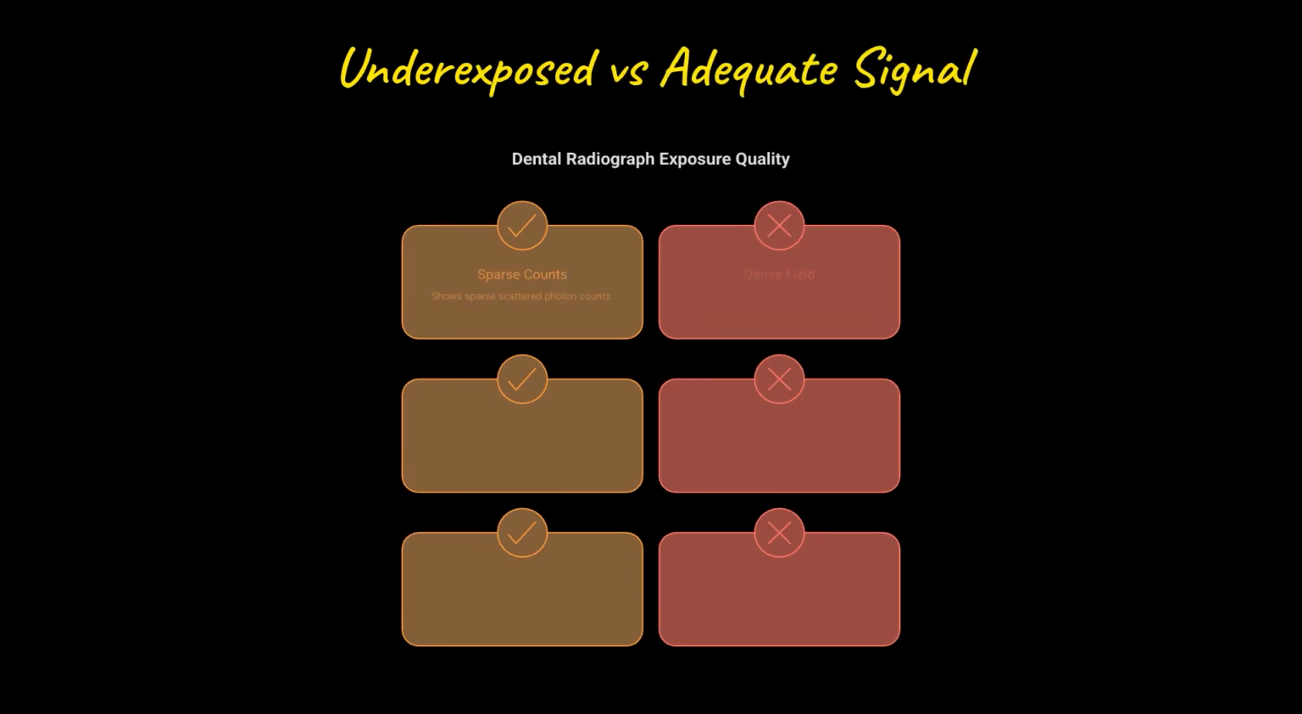Where adequate exposure produces a smooth field of many counted photons, severe underexposure leaves only a thin scatter riddled with random electronic noise. Raising a brightness slider lifts that noise in exact step with the faint signal, producing a brighter field of grain, not a clearer field of anatomy. The detail separating enamel from dentin was never encoded, so no filter can draw it back out.